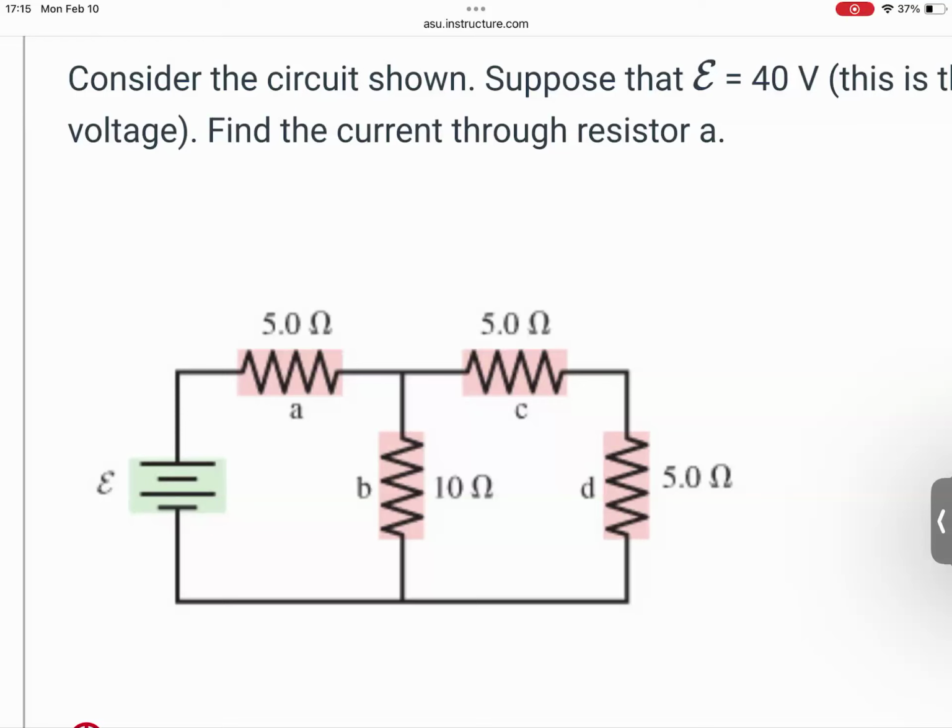What's the series addition formula? 5 plus 5 is 10. Now the combination of CD together: CD's this side touches B, CD's that side touches B on the other side. CD is parallel to B. 10 parallel 10 is 5 again. BCD is 5 ohms. BCD is connected in series with A. 5 plus 5 is, hey, 10 again. It's as if I chose these numbers to be easy.